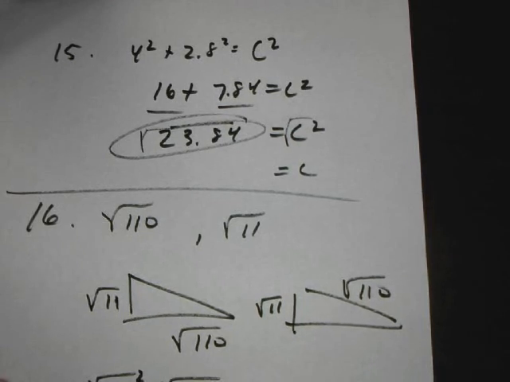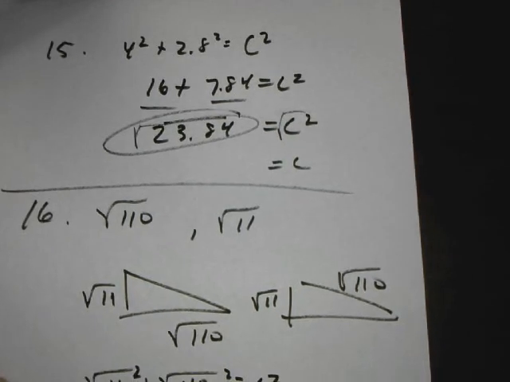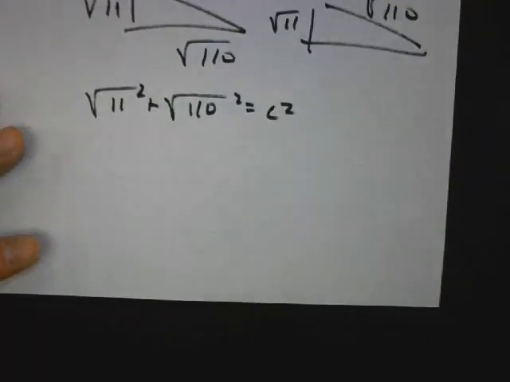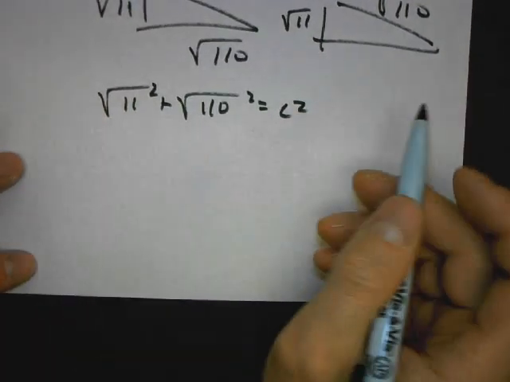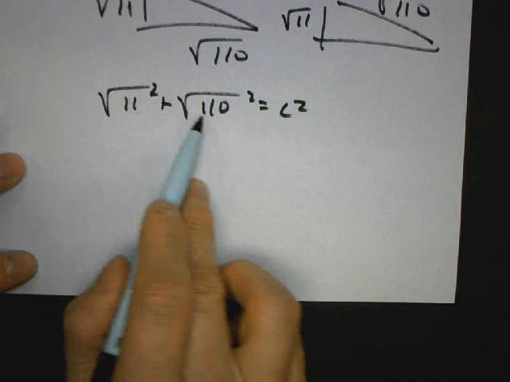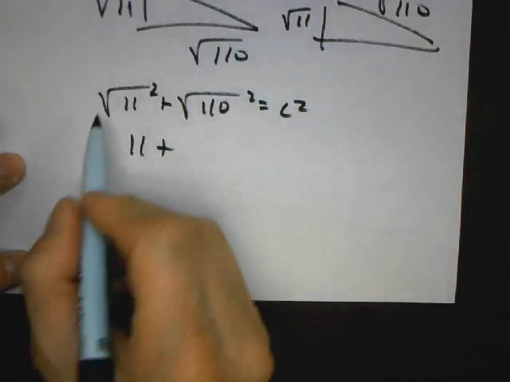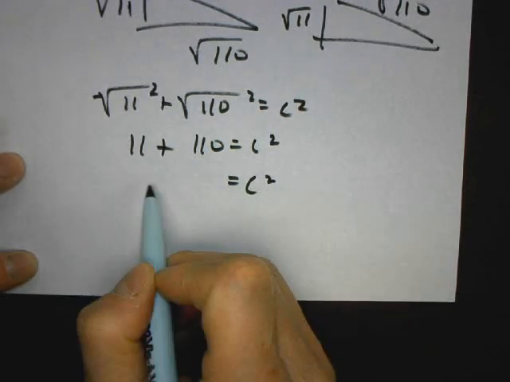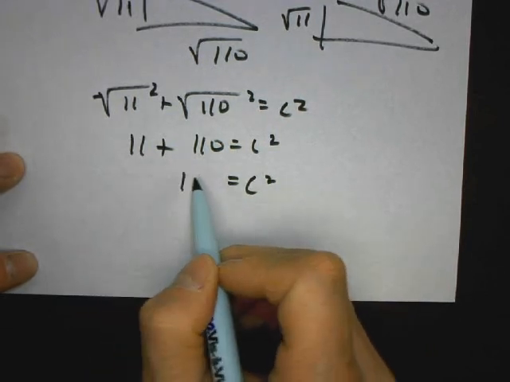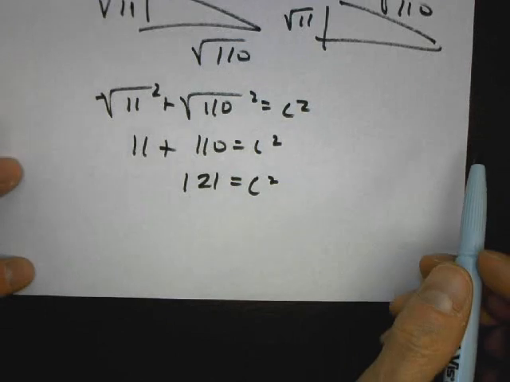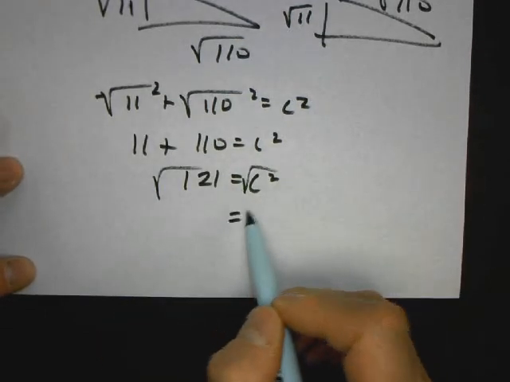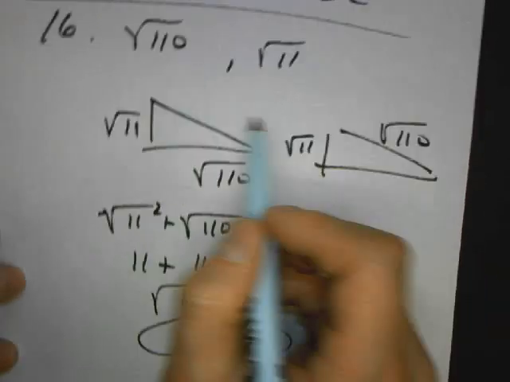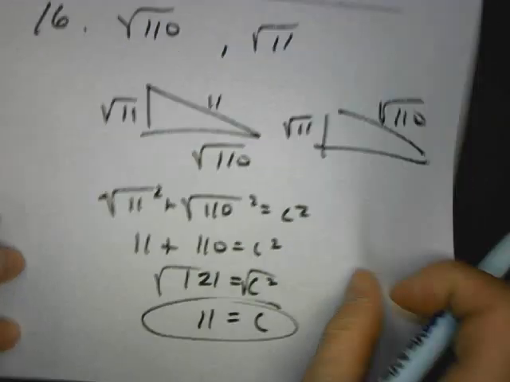We're at root 11 squared plus 110 squared equals c squared. That's one option. And we have to remember that the square root in root 11 squared cancels out. Add these two together. I get 121. Now take the square root of that, and that happens to be a perfect square. So this can be 11 units long.